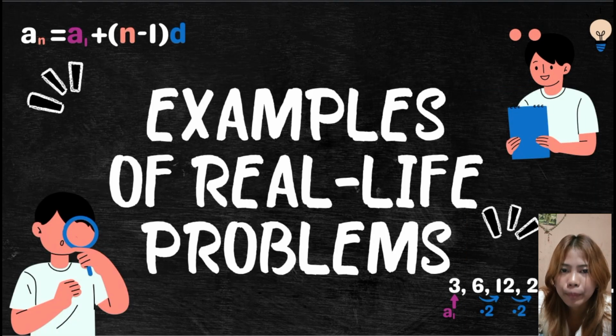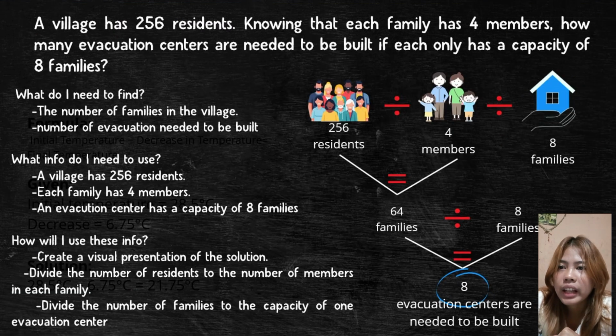Let's have an example. Let's solve this real life problem step by step. A village has 256 residents. Each family has 4 members. Each evacuation center can hold 8 families. First, we find the number of families. 256 divided by 4 is 64 families. Next, we find how many evacuation centers are needed. 64 divided by 8 is equal to 8. So 8 evacuation centers are needed.